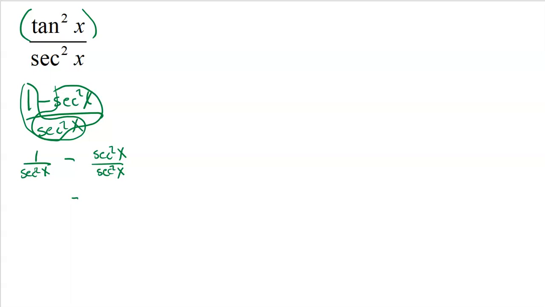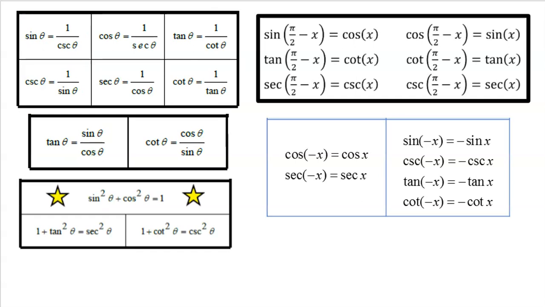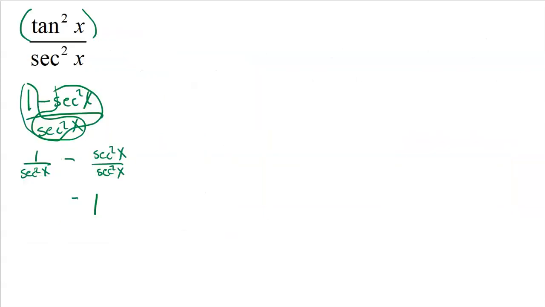Okay, well, this one's easy. Secant squared divided by secant squared is just 1. And 1 over secant. Oh, wait a minute. 1 over secant is cosine. That's a reciprocal identity. 1 over secant right here is cosine. Therefore, 1 over secant squared is cosine squared.